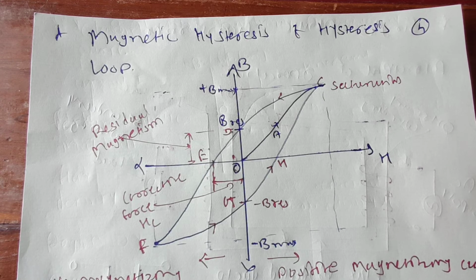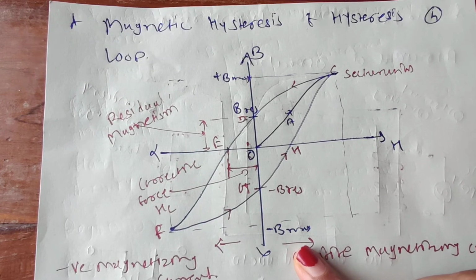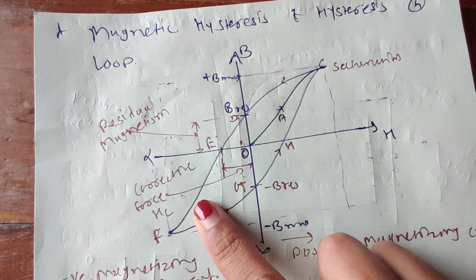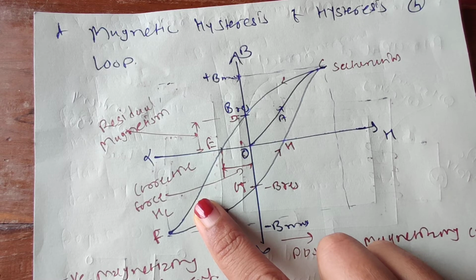Previously we plotted the BH curve only by increasing the magnetizing current. But in this particular theory of hysteresis and hysteresis loss, we plot the BH curve for one complete cycle of magnetism. So we are increasing the current and decreasing the current; that means we magnetize and demagnetize the particular material.